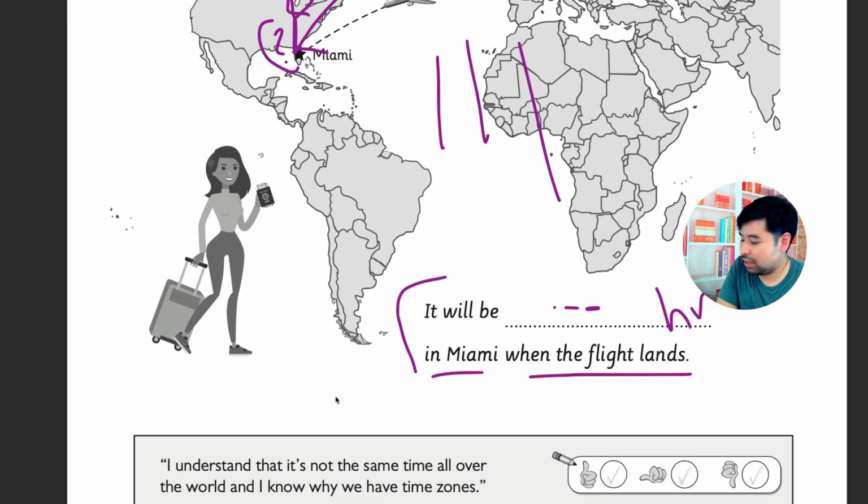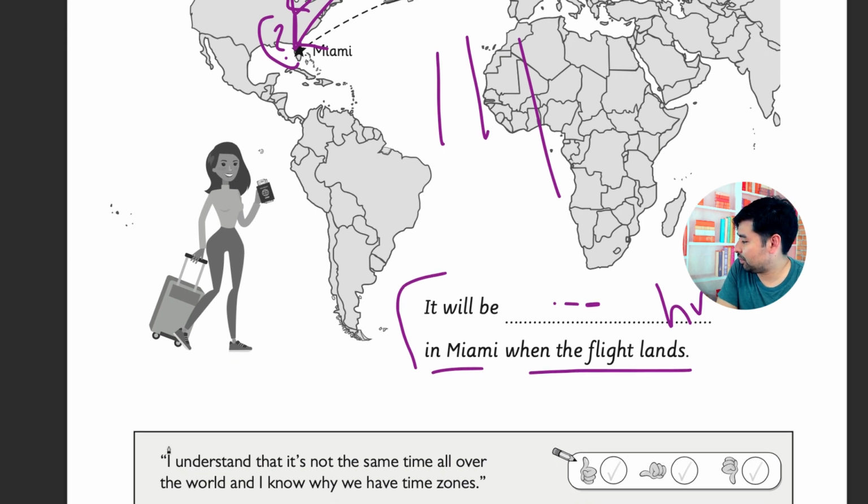So of course, if you finish everything, you can answer here. I understand that it's not the same time all over the world, and I know why we have time zones. Do you know that? Do you understand? And did you really become professional on this topic? If so, you go here. And if you didn't understand at all, you go here. Okay, just for the matter of practicing.